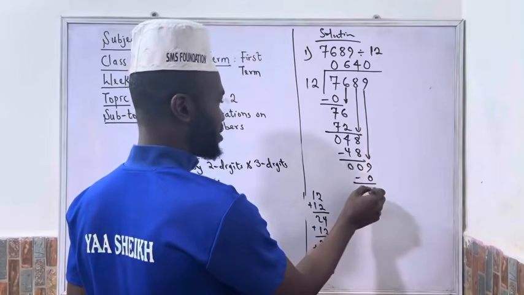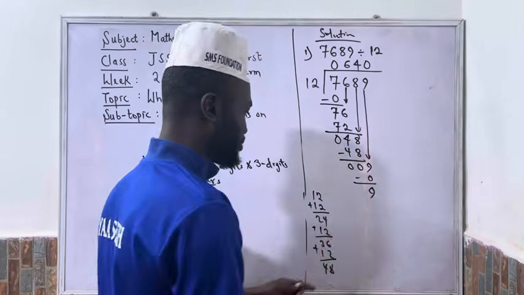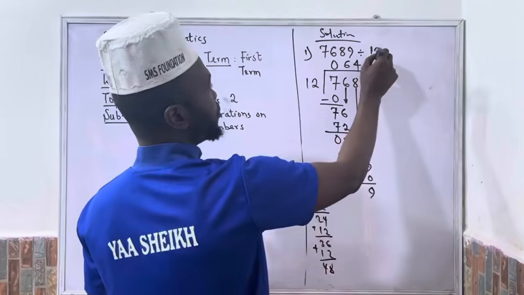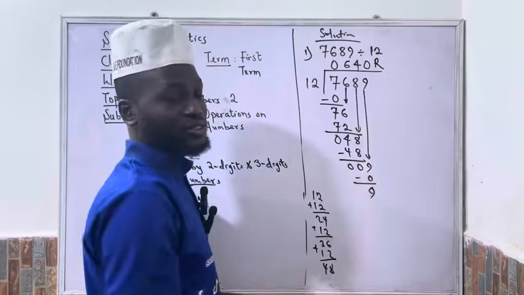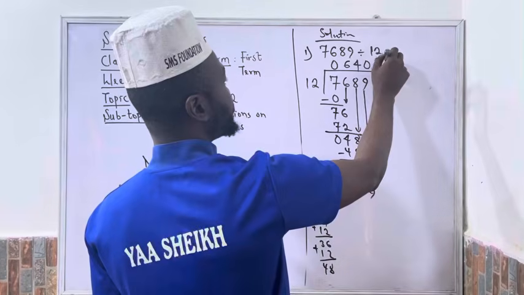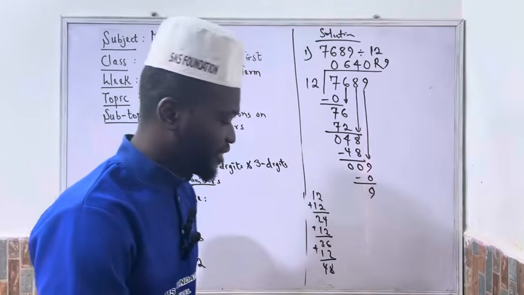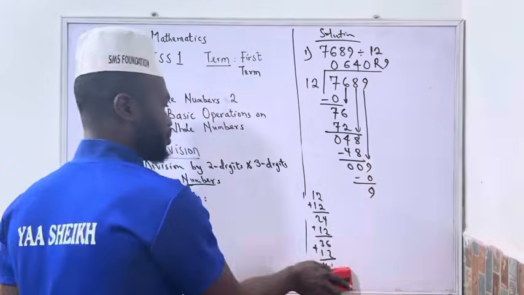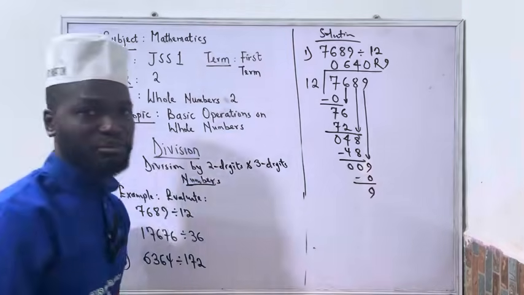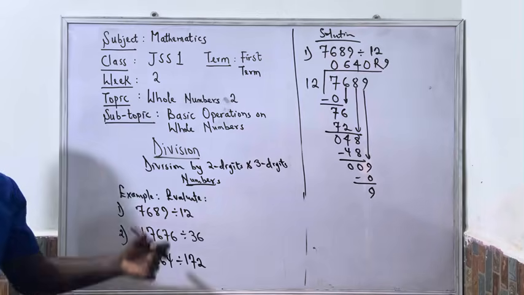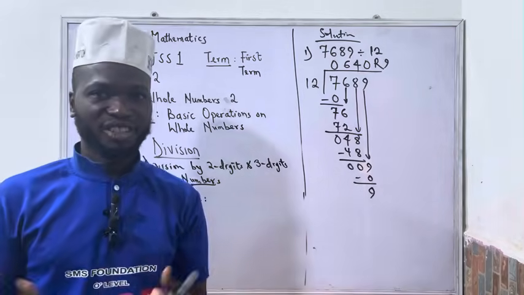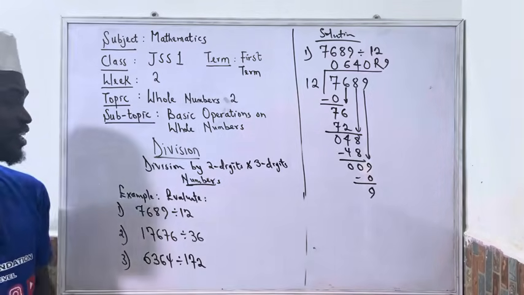Now subtract 9 minus 0, that will give you 9. So the remainder is 9. So in this case, the answer is 640, remainder 9. It's as simple as that. So you can see that division can be so easy. Even without knowing the multiplication table, you can always find your way around it.